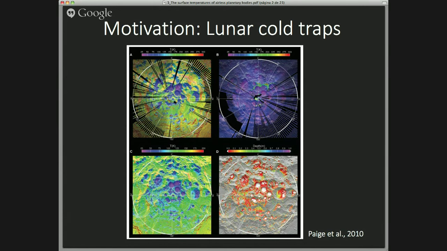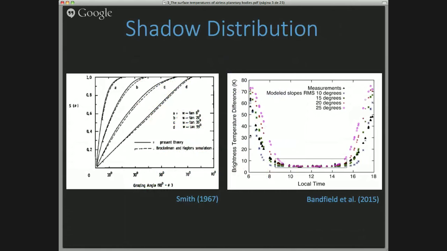So in order to find those cold traps, one can either send a spacecraft and just look for them, look for shadows and look for temperatures, or one can use a less advanced method, you can say. Smith in 1967, which Paul has already mentioned, wanted to check, if you have a rough surface, what's the portion of the surface which will be shadowed, and he did this strictly out of statistical considerations.